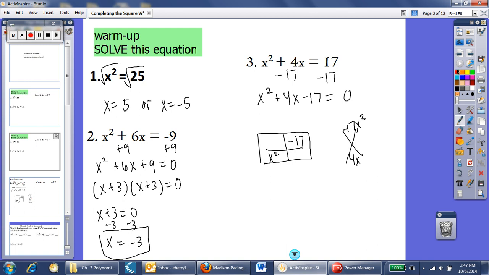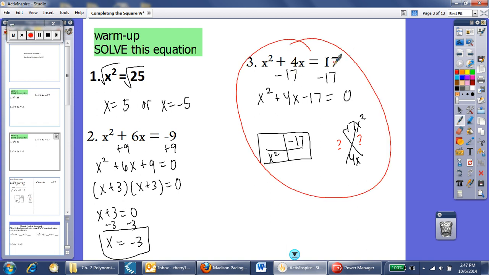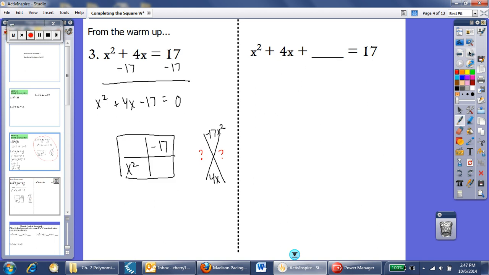I can't think of two numbers that multiply to negative 17 and add to 4. Those two numbers don't exist. So I'm unable to finish this problem from what we know already. Today we're going to learn how to make this factorable. Let's go ahead and begin that lesson.